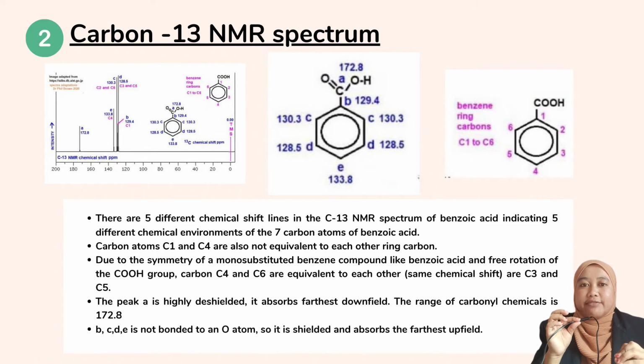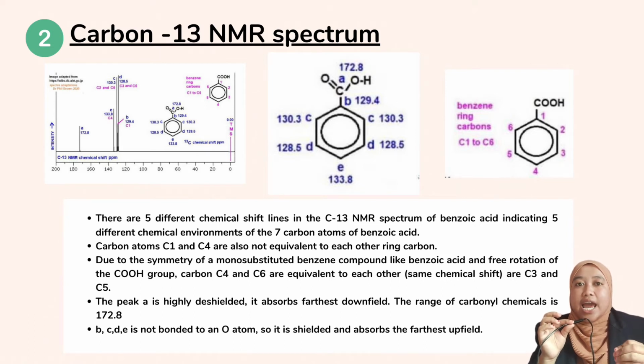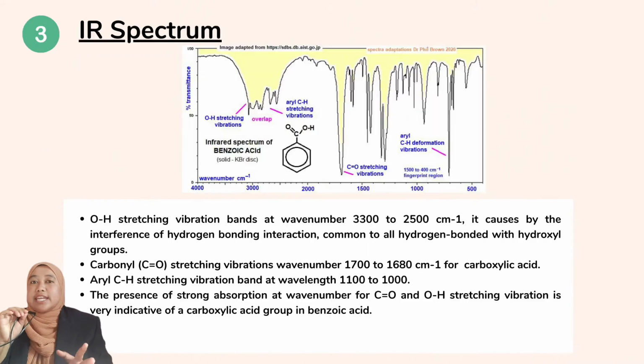C3 and C5. From the graph, peak A is highly deshielded. It is absorbed faster downfield. The chemical shift of the carbonyl carbon is 172.8. Peaks B, C, D, and E are not bonded to an oxygen atom, so they are shielded and absorbed farther upfield. Next is IR spectroscopy.